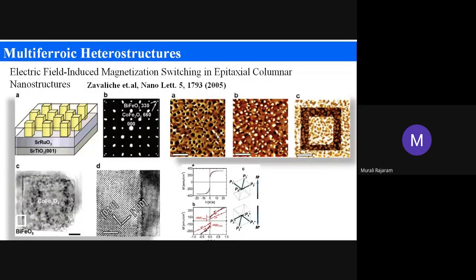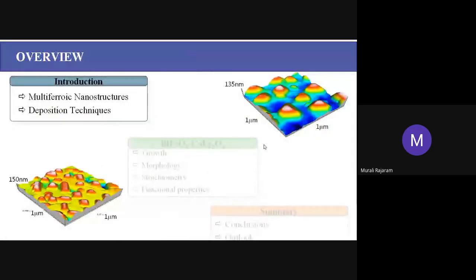On the slides that follow, we are going to explore this kind of material, bismuth ferrite, cobalt ferrite nanostructures. As I said, so far I have explained some introduction about multiferroic structures. Okay, so I will quickly pass on to the deposition techniques.